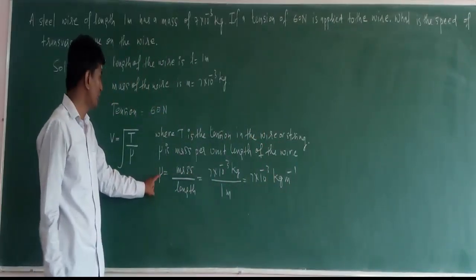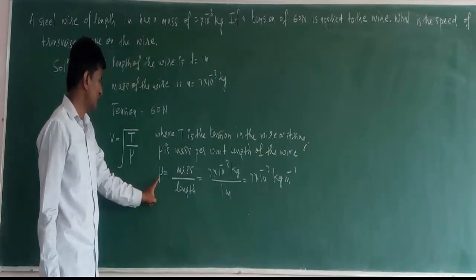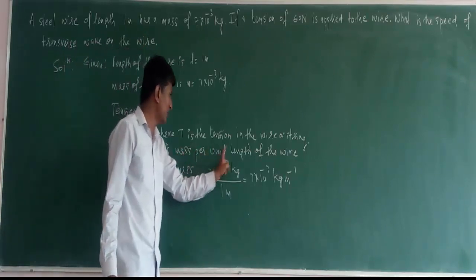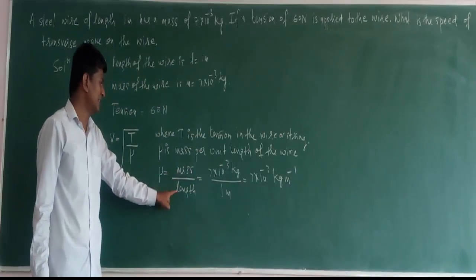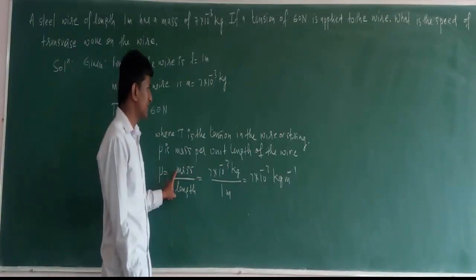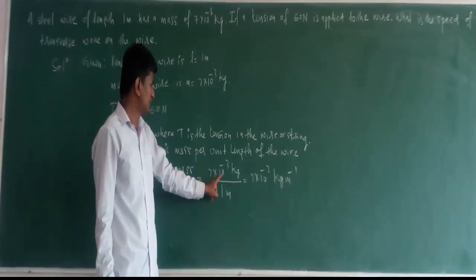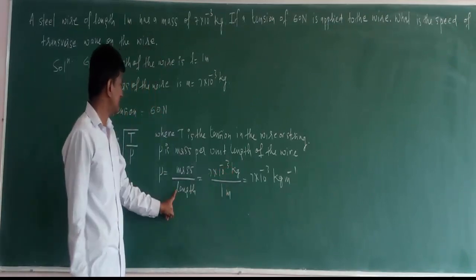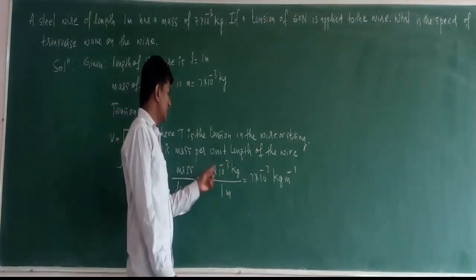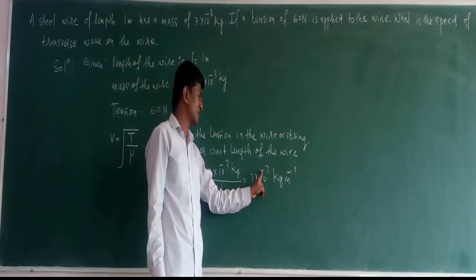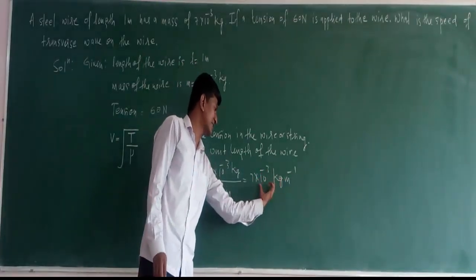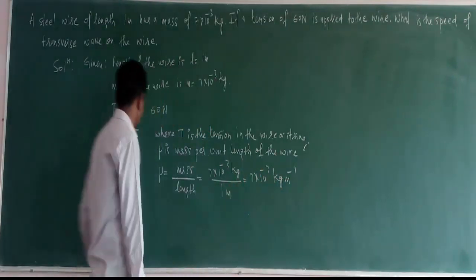How can you calculate mu with this given data? Mu is equal to the mass per unit length of the wire. Mu is calculated as mass divided by length. The mass of the wire is 7 × 10^-3 kg. The length of the wire is 1 meter. Once you divide by 1, you get 7 × 10^-3 kg per meter. This is your mu value.